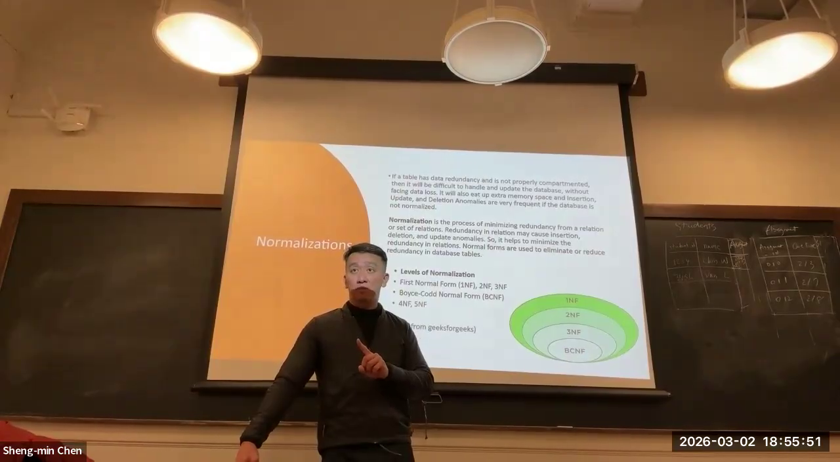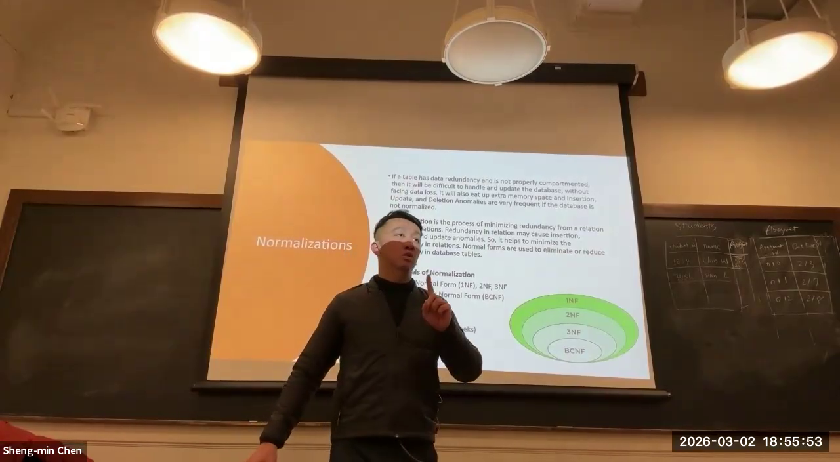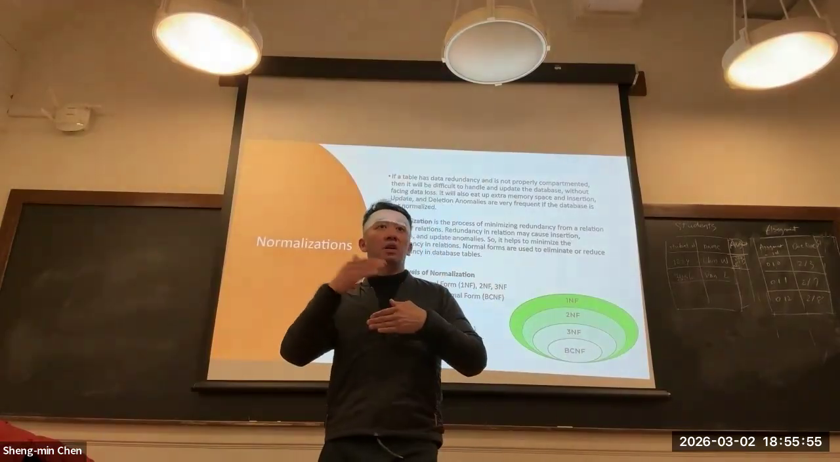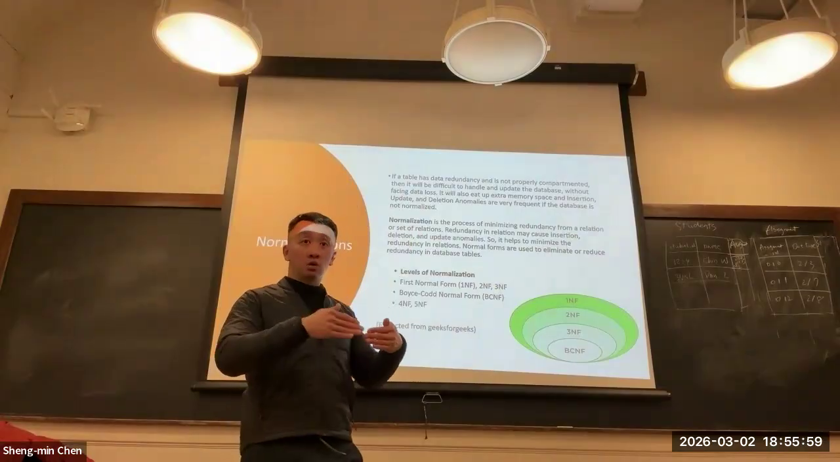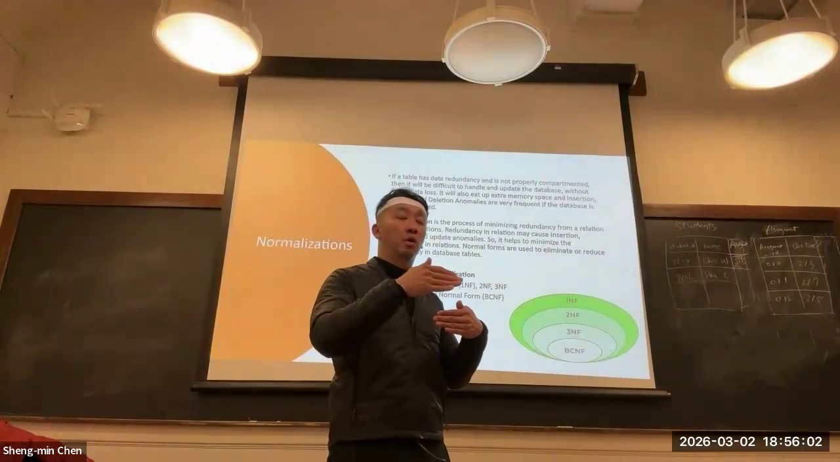But normalization is not a strict constraint. I want to make sure of that. But normalization has different levels. It has first normalization form, second normalization form, and third normalization form.